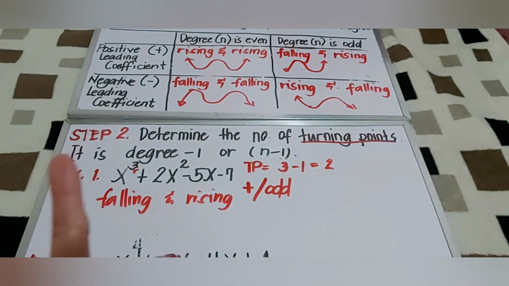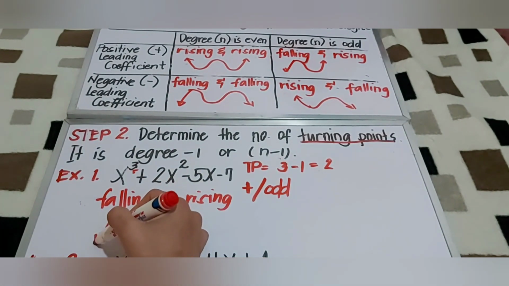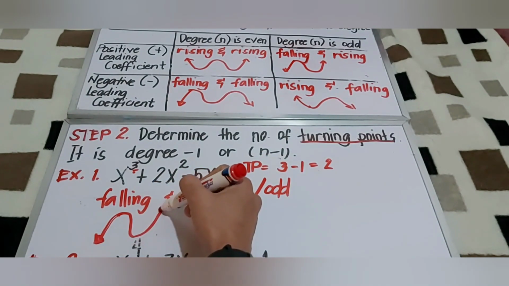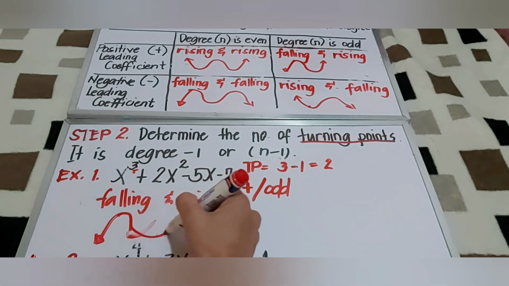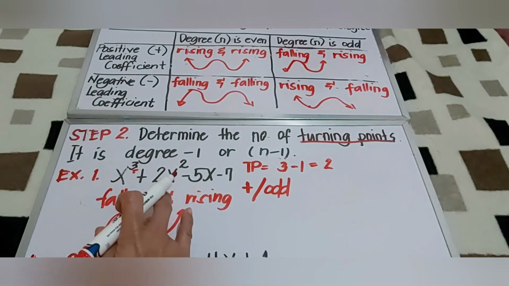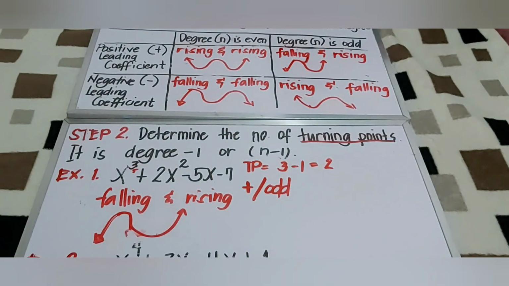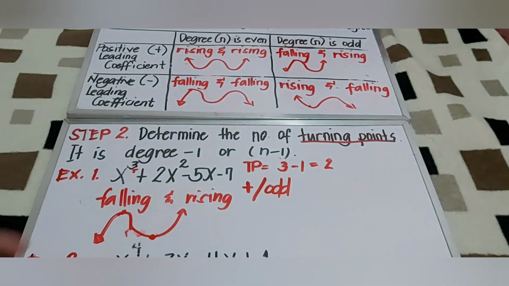So the possible sketch or graph would be, so falling. And we have 2 turning points. So 1, 2. Sorry, ulitin natin. Para ma-emphasize yung kanyang left at right. So, it falls to the left, it rises to the right, and we have 2 turning points. Isa, dalawa. Isang liko, pangalawang liko.